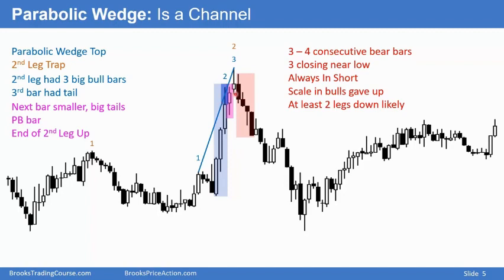You can take the short below that bull bar or below that bear bar, or wait until you see 3 or 4 consecutive bear bars, and then either sell the close of this bar or sell the close of that bar. At that point, the probability of making a profit is greater.